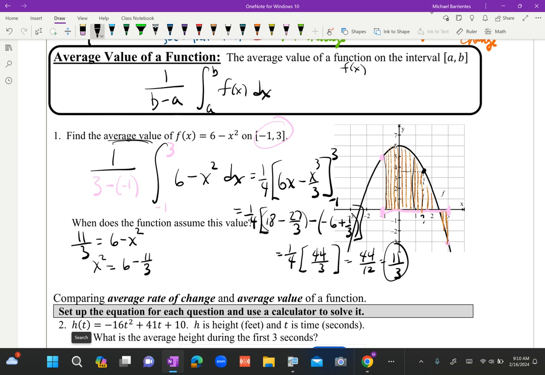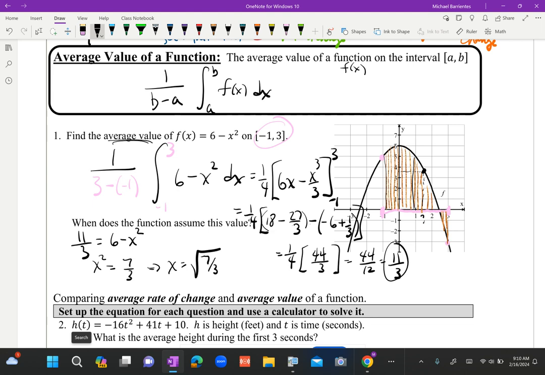So it'll look like this. I believe this is 18, this is 7 thirds. And then I can take the square root. So x equals the square root of 7 thirds. And whatever the square root of 7 thirds is, it is somewhere between 1 and 2. And that's when it's going to reach that average height.